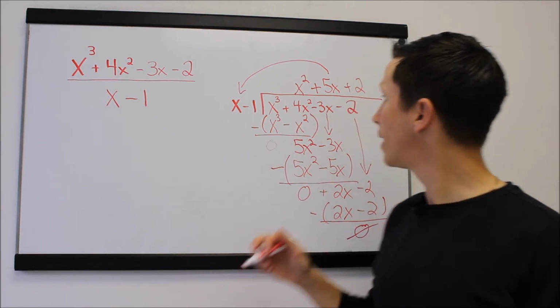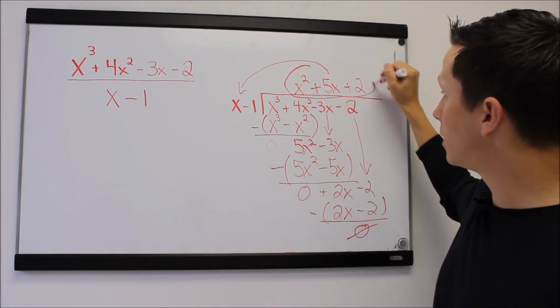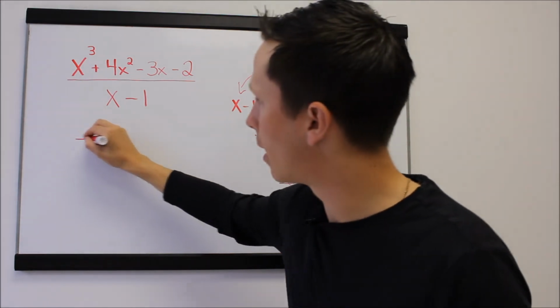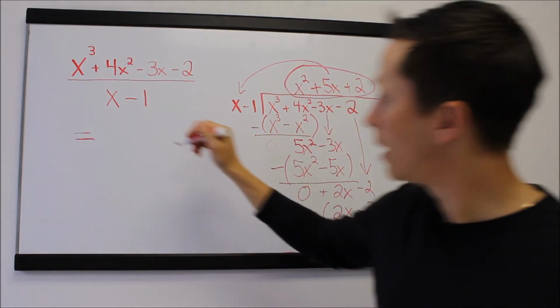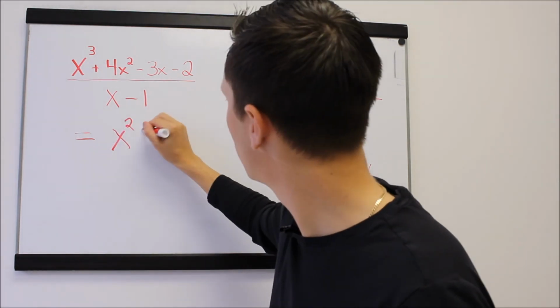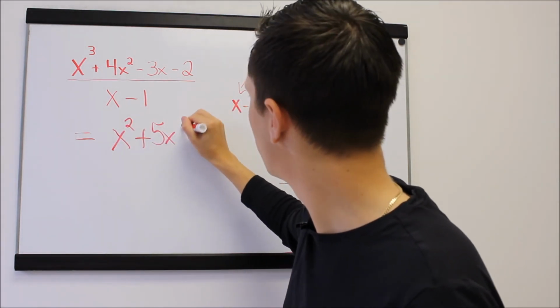That means there's no remainder, and what we have left on top is the quotient. So if we write it in division form like this, we could say if we do this division, it's equal to x squared plus 5x plus 2.